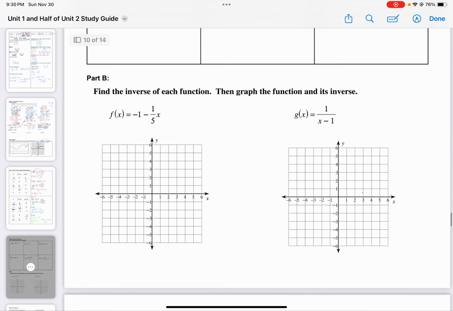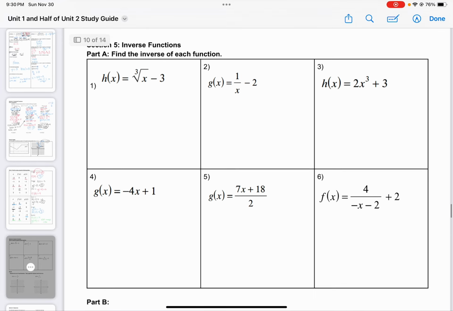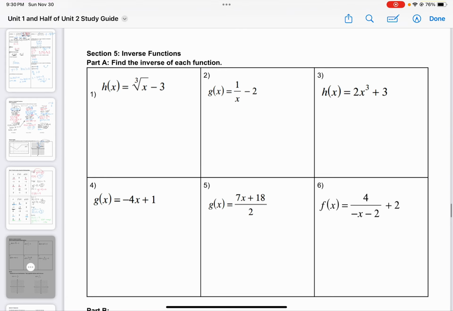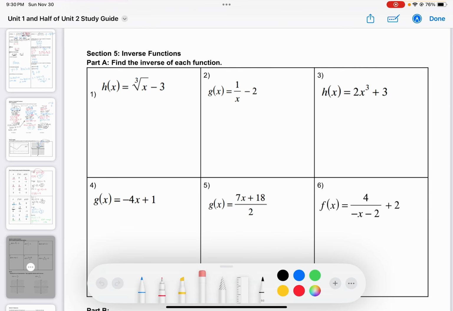All right, welcome to section 5, which is just one page on inverse functions. Inverse functions just flip the x and y. So typically we have the x here and the y here. This just flips them over the line y equals x. So it's just a mirror image. So this would flip into this. It just mirrors each other essentially.